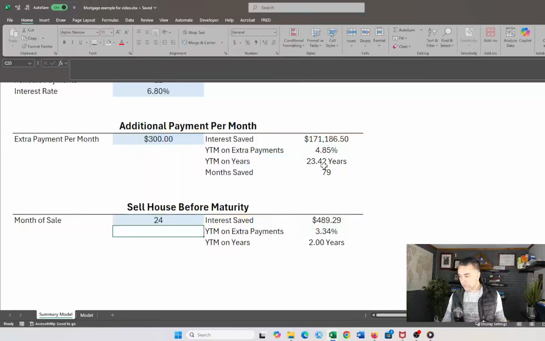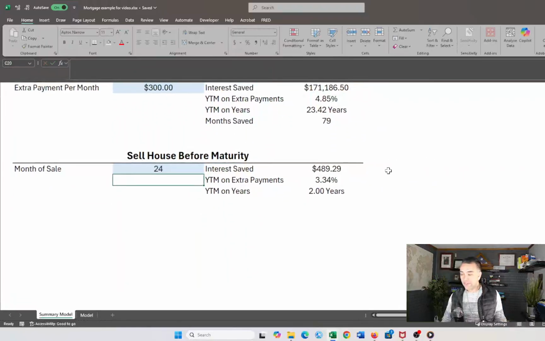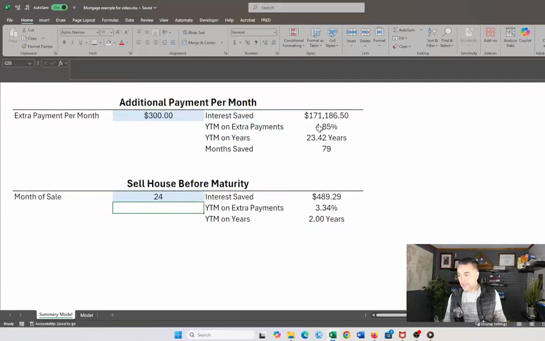Well, if I sell in 24 months, I have that advanced calculation. So that 300 a month for 2 years, you would earn 3.34%. That's important. That 4.85 we would have earned drops down to 3.34 if we sell the house sooner. So it shows that's the yield to maturity, what we got for 2 years.